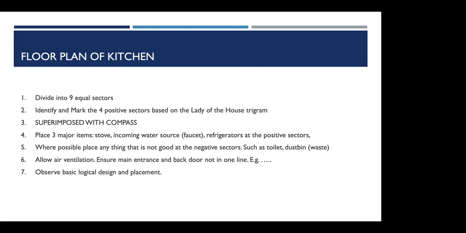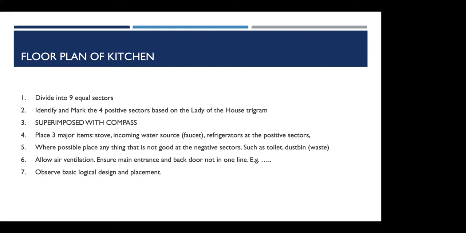The third step is that we then superimpose the compass, putting it on as if it were the house compass, wherever the door is, like where we entered the house. Then place the three major items, the stove, the incoming water source, and the refrigerator, at the positive sectors. Your fourth item, at least on the three positive sectors, if possible.